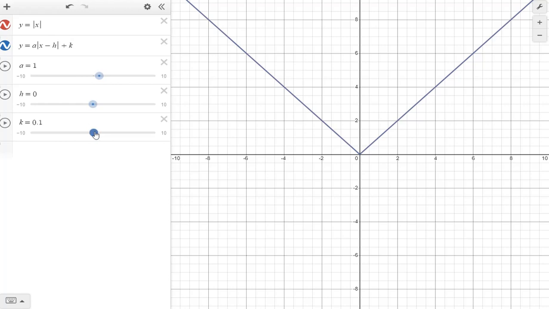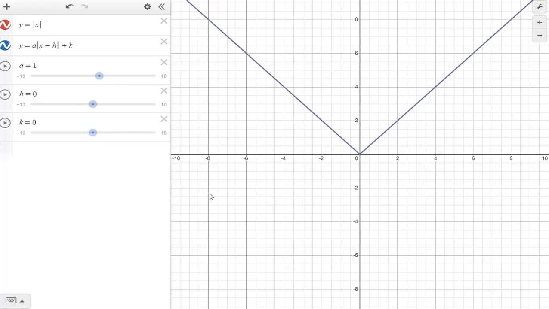And then the k, well, that's going to make the graph go up and down. If it's positive, it's going to go up. And if it's negative, it's going to go down. So here now I've got k at -5. And then back to 0. There we go.